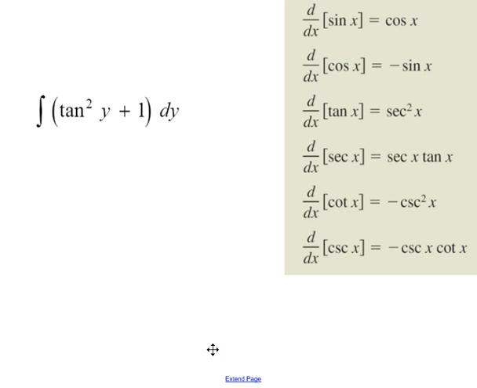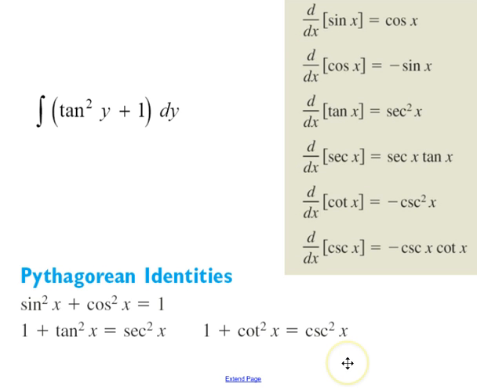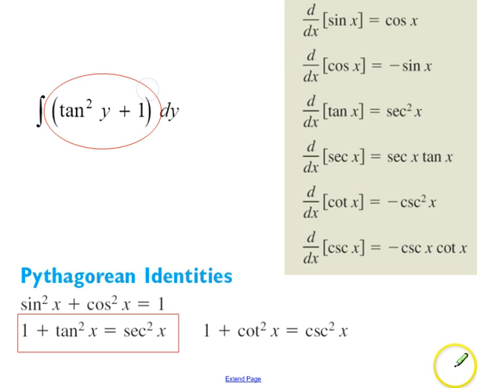So when I'm thinking about my trig identities, the first one that comes to mind for me when I'm dealing with a function that's a trig function squared is my Pythagorean identities. Sine squared plus cosine squared equals 1 is the one you use mainly. But right now, what I can see is I have a 1 plus tangent squared equals secant squared. So what that means to me is that I can take this function right here and I can change it into secant squared.